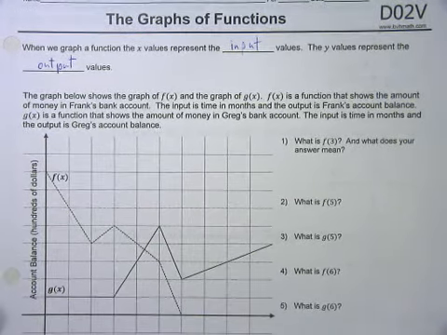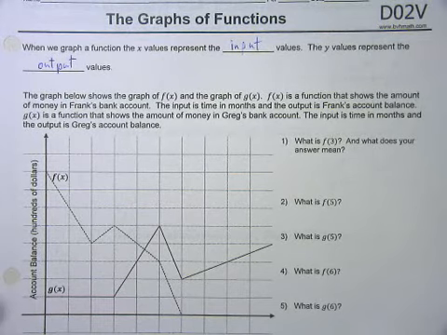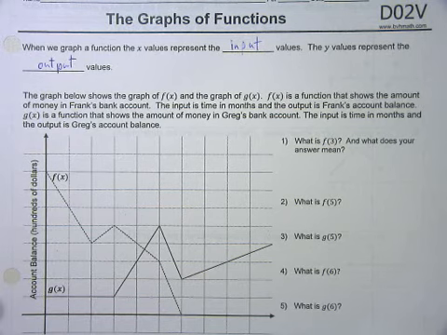The graph below shows the graph of f of x and the graph of g of x. F of x is a function that shows the amount of money in Frank's bank account. In this case, the input is time in months, and the output is going to be Frank's account balance. G of x is a function that shows the amount of money in Greg's bank account. The input is time in months, and the output is Greg's account balance.